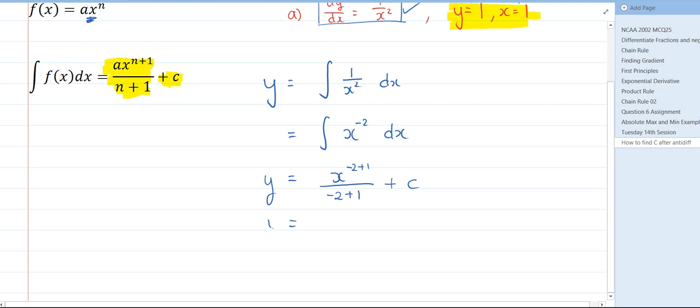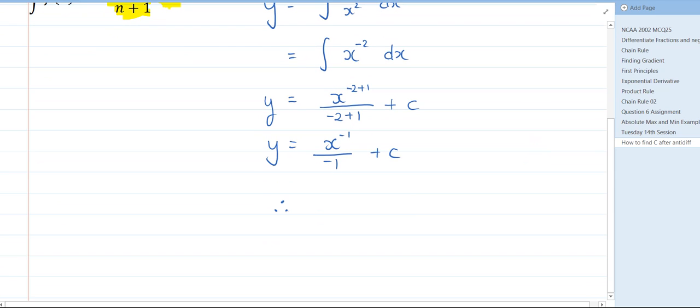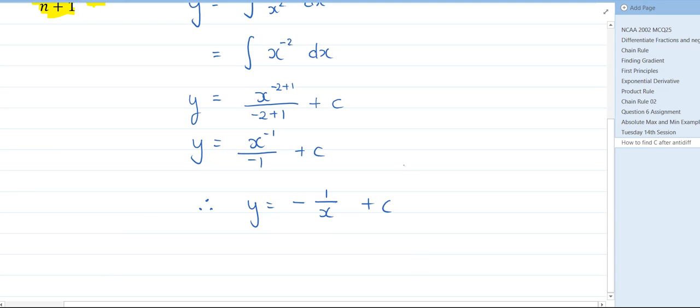So anti-deriving it, y is equal to x to the power of negative 2 plus 1, which is just x to the negative 1, over negative 1, plus c. So therefore, y must equal negative 1 on x plus c, because x to the power of negative 1 is 1 on x. The problem is I don't know what plus c is right now. C is something I don't know, so I actually still haven't got my equation.